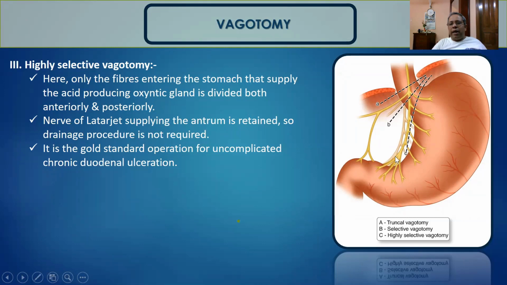That nerve of Latarjet looks like a crow's foot. Sometimes in the MCQ exam in the FCPS part 1, the question is written there: the nerve of Latarjet, it looks like a crow's foot.